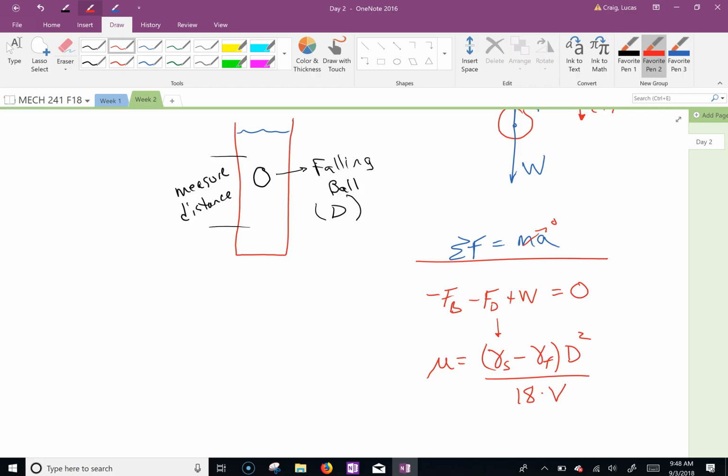Questions? Yes? What's the sub S? The sub F? This F is gamma of the fluid, so the liquid. So it would be here if it's water, water. And this is your gamma of the ball. Okay? And you remember what gamma was? Yeah, specific weight, right? What's that equation? Yep. So this is rho times g of the ball, so density of the ball. And this is rho times g of the fluid, so density of the water or whatever.